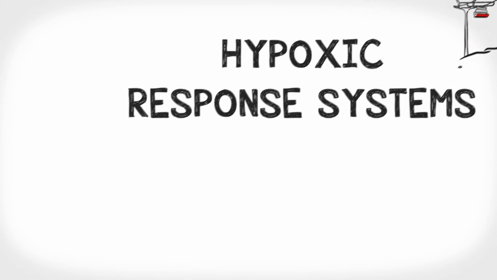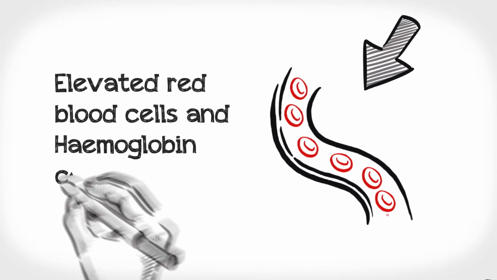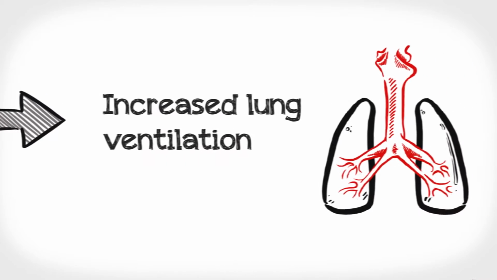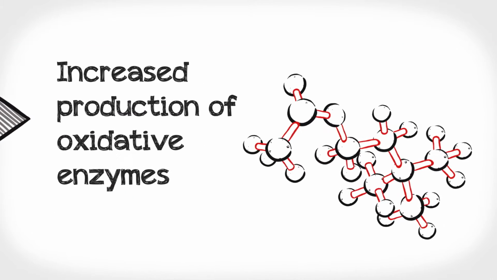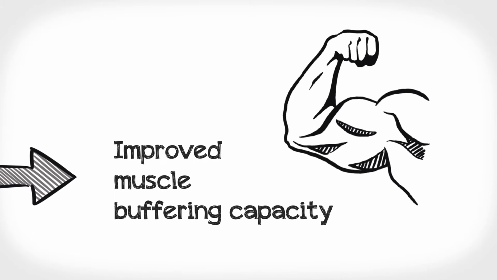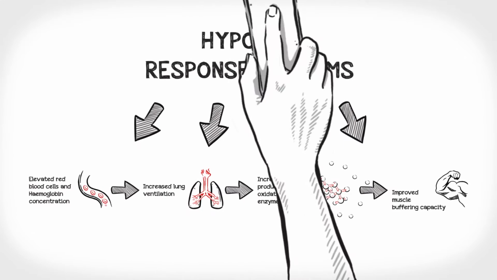This activates your hypoxic response systems, starting a chain reaction in your body, which includes elevated red blood cells and hemoglobin concentrations, increased lung ventilation, increased production of oxidative enzymes, and improved muscle buffering capacity. All of these together improve your aerobic performance.